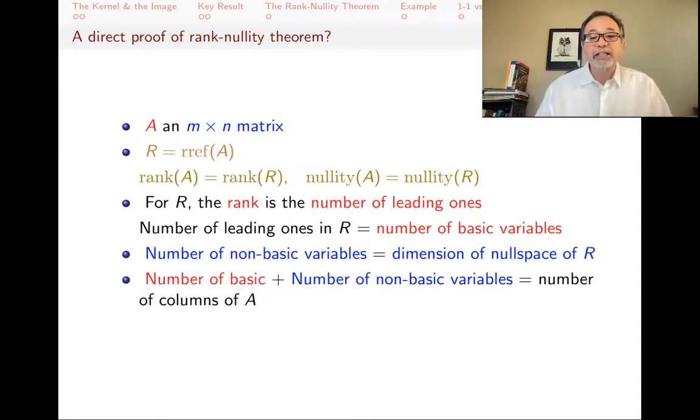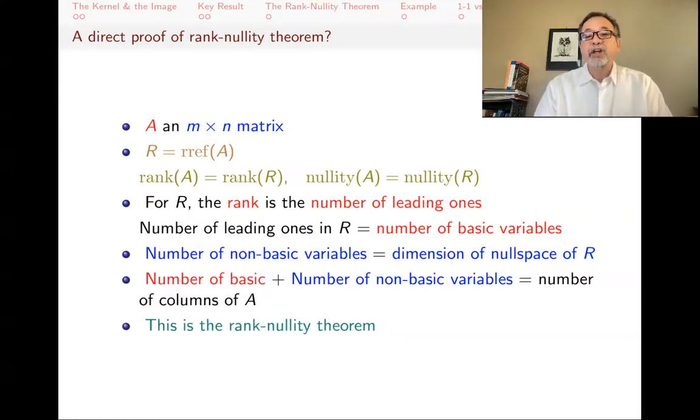But see what we said. The number of basic variables is the rank. The number of non-basic variables is the nullity, the dimension of the null space. And so we have the rank-nullity theorem: the rank of the matrix plus the nullity of the matrix is the number of columns.